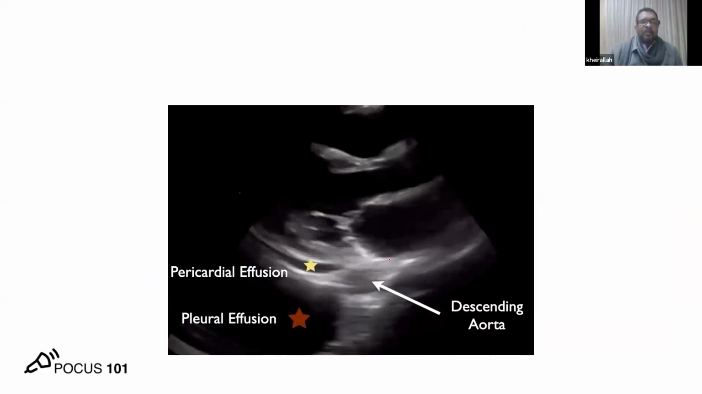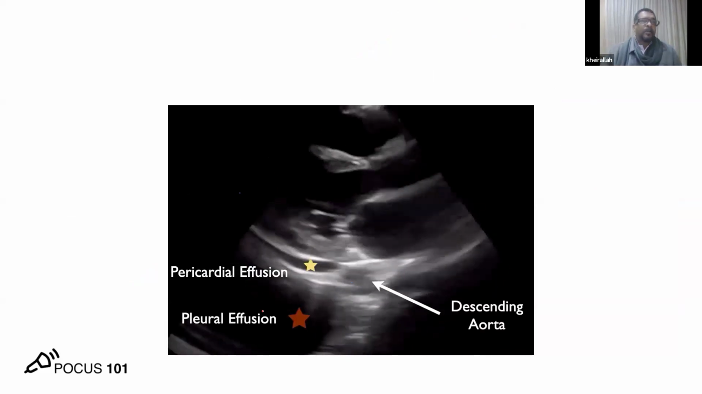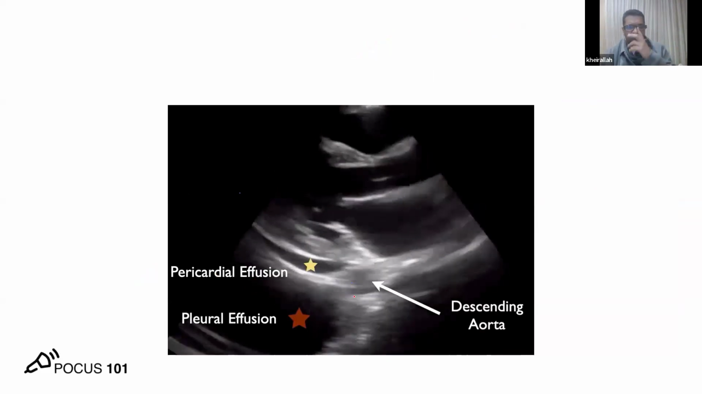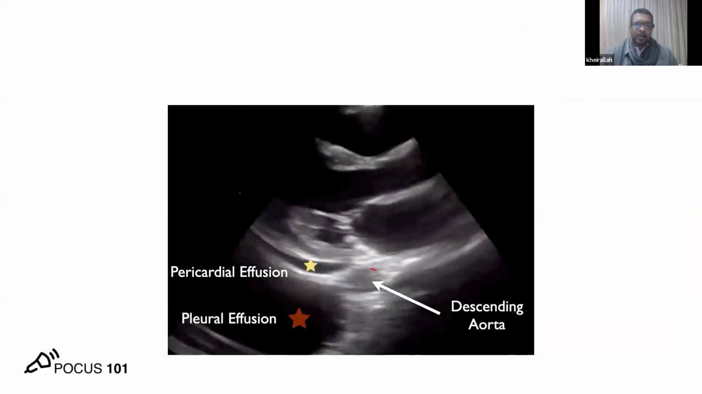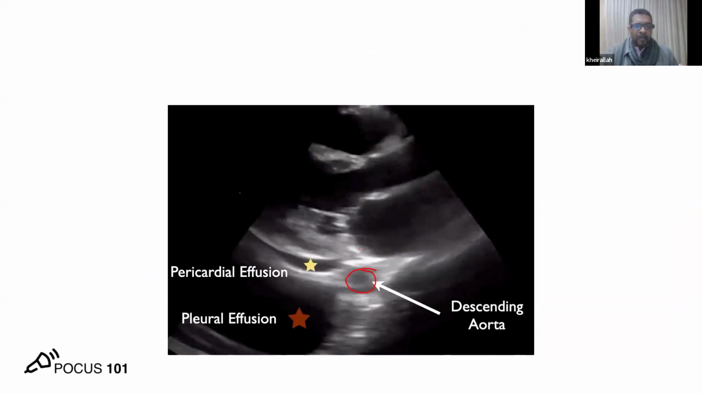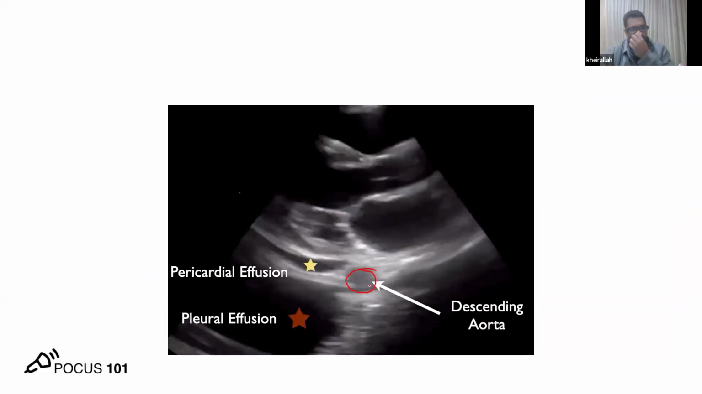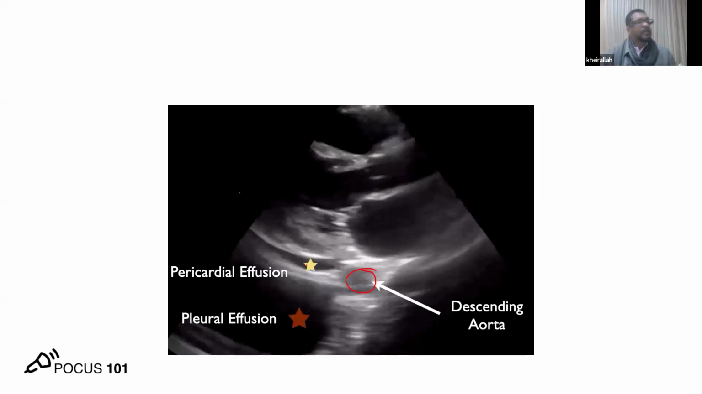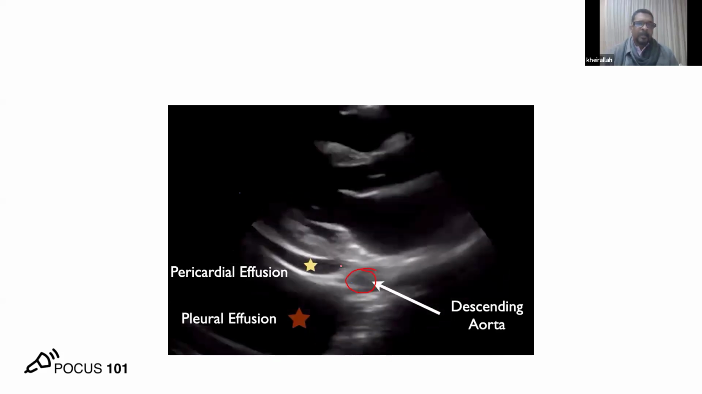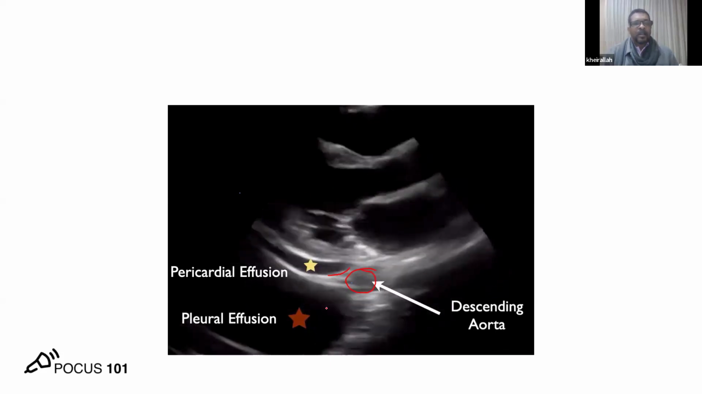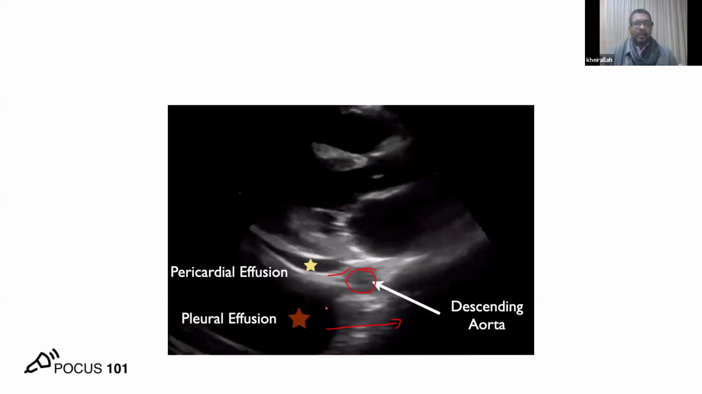Now, when we have pericardial effusion and pleural effusion, sometimes we get stuck about which is which, and we take our landmark at the descending aorta. Here is the descending aorta. This black hole immediately below the atrioventricular junction is the descending aorta, okay? So if the fluid is medial to it, it's pericardial effusion, and usually it ends abruptly here. If the effusion is lateral to it and extends wherever, this is pleural effusion.